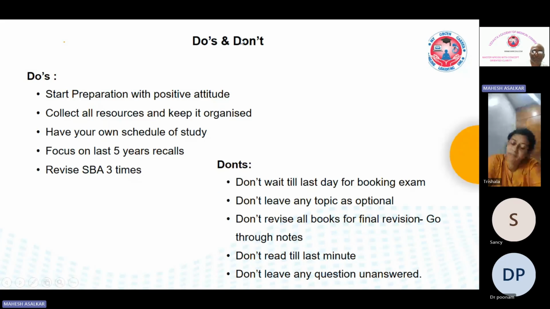Then what we are not supposed to do: don't wait till the last day for booking the examination. The most important thing, by this time what you should have: one, all of you should have your RCOG number, account created. Second, you should have sent the application for eligibility, and third, you should have sent the expression of interest. Dr. Sansi, have you sent the expression of interest for the examination for January 2026?